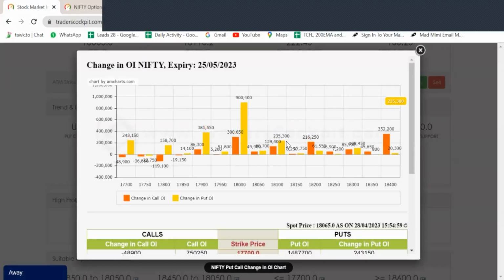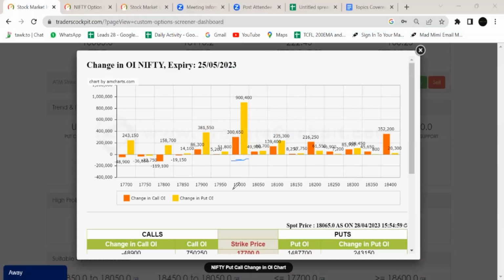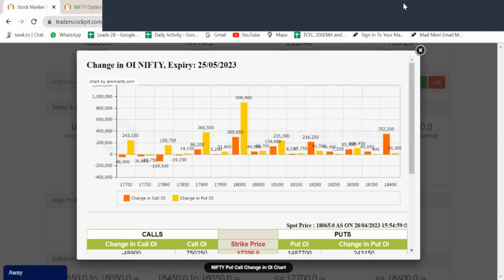So this is the change in open interest in intraday. You can take this as fresh money, how much fresh money is flowing on which strike price. You can see at the 18,000 strike price, fresh money is flowing. So again, this you are going to understand. This is how we understand all the tools of Traderscockpit, the OptionX.